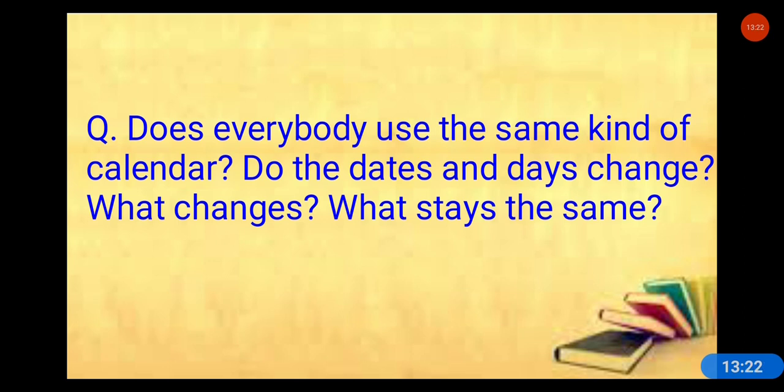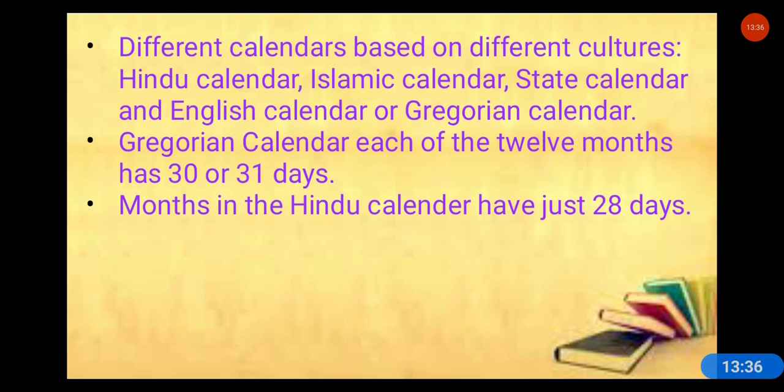Right. Next, does everybody use the same kind of calendar? Do the dates and days change? What changes and what stays the same? So there are different calendars based on different cultures. What are the different calendars? Hindu calendar, Islamic calendar, state calendar, English calendar, or Gregorian calendar.